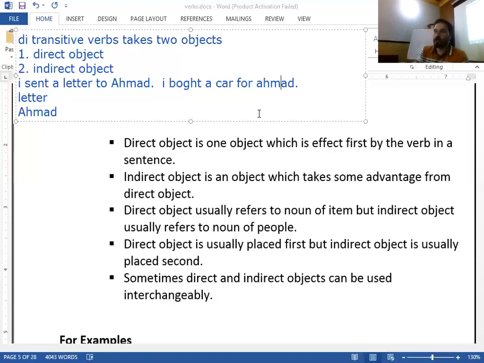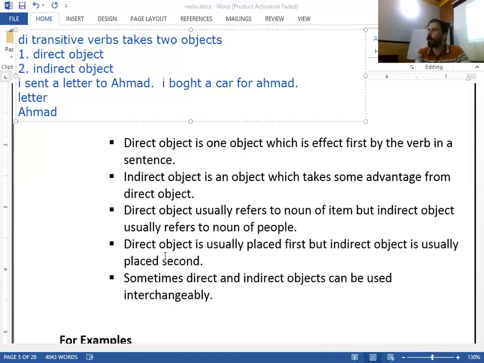Third point: the direct object usually refers to nouns of items, but the indirect object usually refers to nouns of people. In "I bought a car for Ahmad," Ahmad is a human being, a person, so he is the indirect object. The car is a thing, so we call it the direct object. The direct object is usually placed first, but the indirect object is usually placed second.